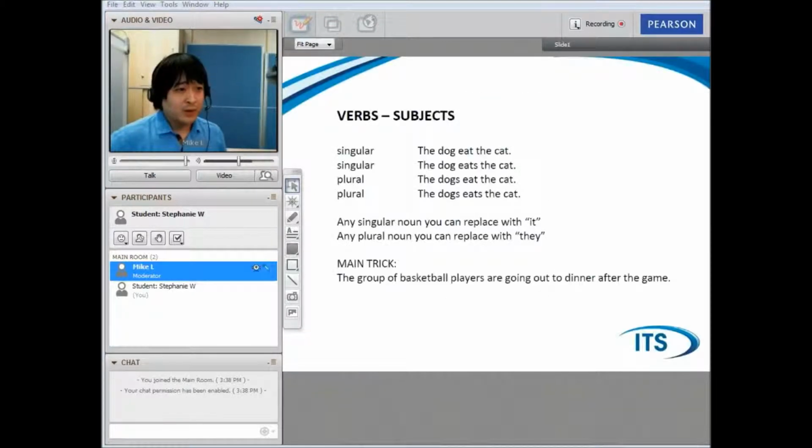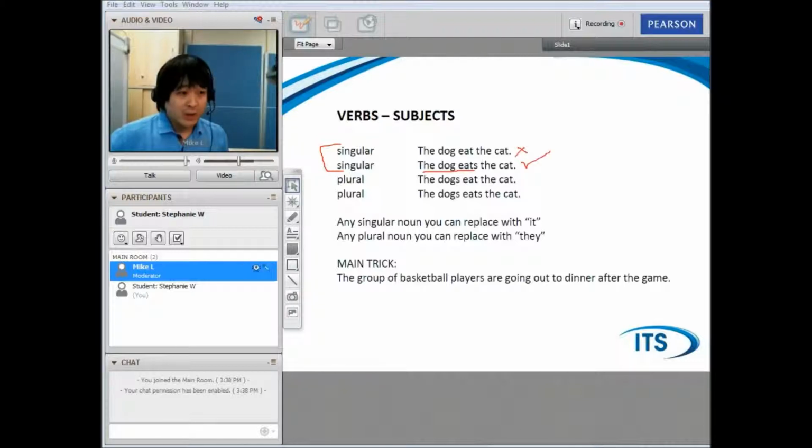The subject we're going to be looking at is the SAT writing section, and in particular, verbs and subjects. If we look at the first two sentences, when we have a singular subject, like the dog, we can replace it with "it" and see if the verb makes sense. So the dog is singular. We say, "it eat the cat," or "it eats the cats." We know, of course, that the second one is correct and the first one is incorrect.